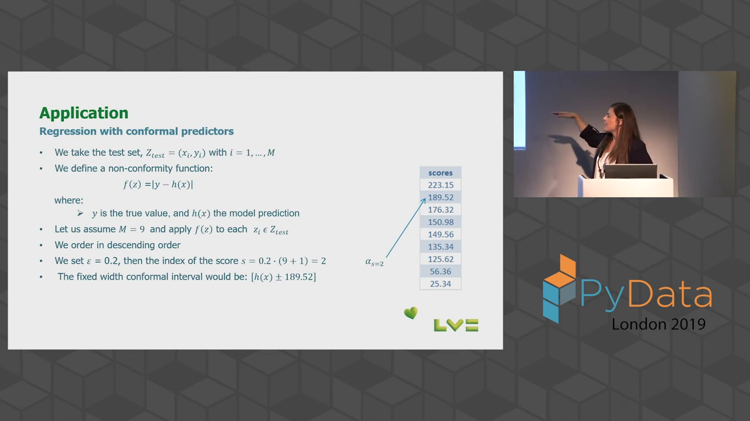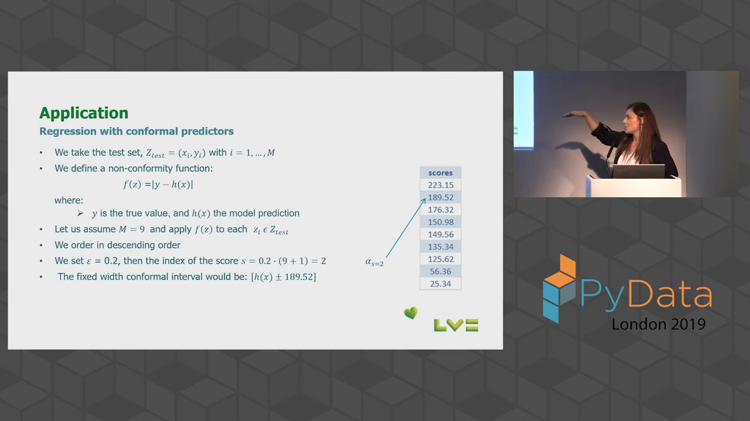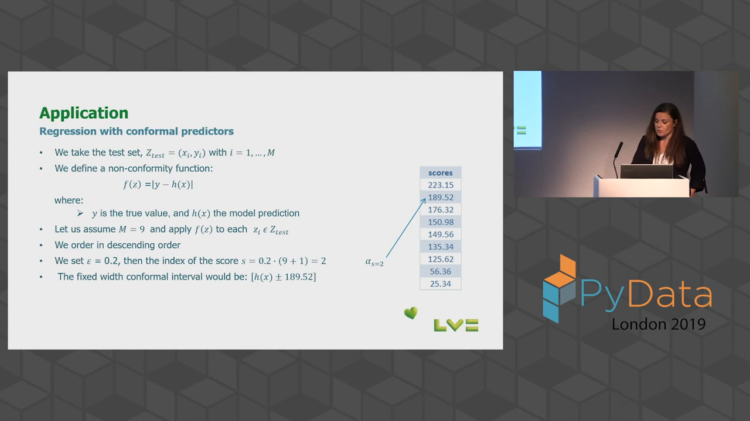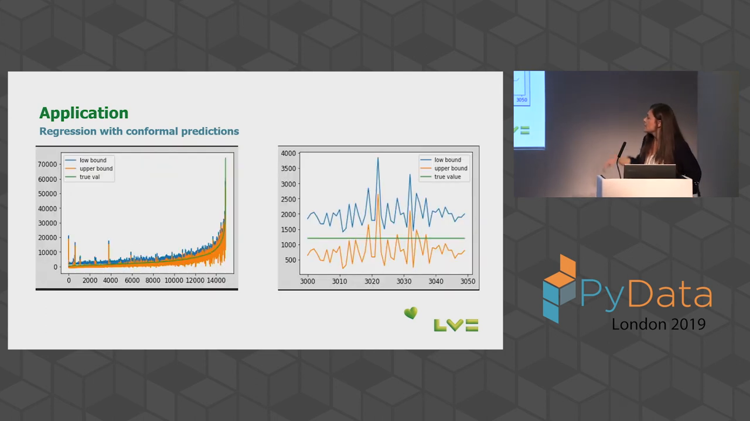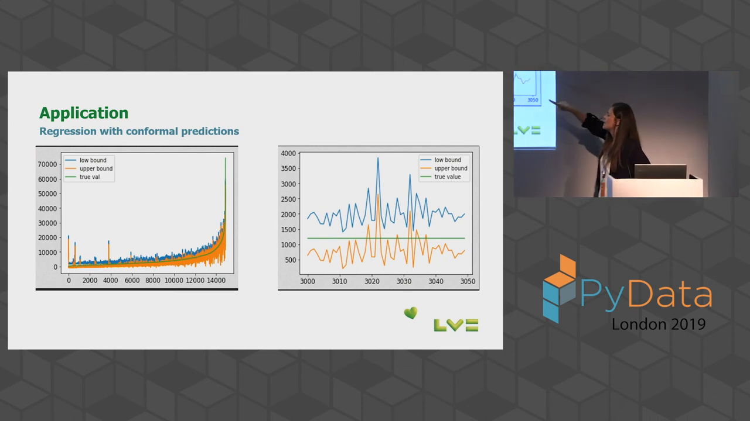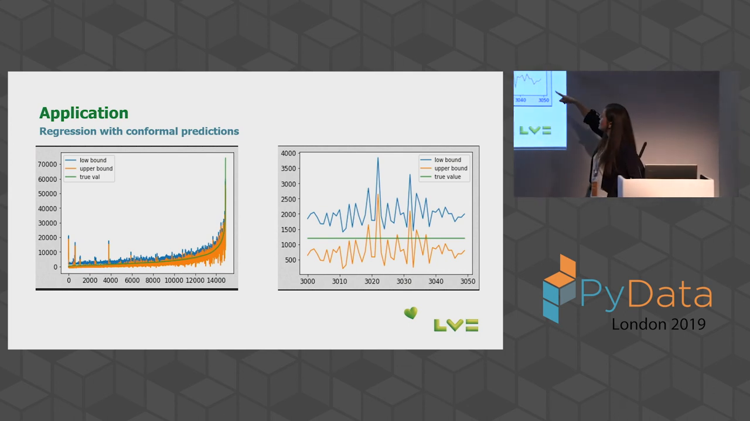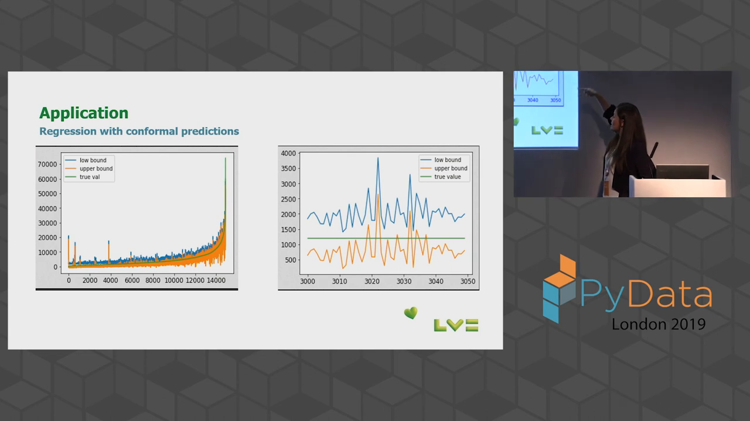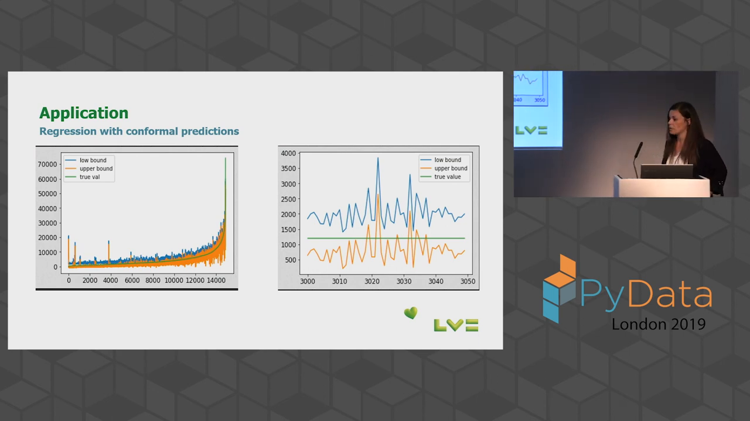So then you take this alpha, and the prediction of your model, plus this percentile that you set with the epsilon at the beginning, is going to be your conformal interval. You can see here that, don't look at the other one because it's super noisy, the dataset, and it's really difficult to see anything, but in this small one, you can see that the blue one is the true value, and you can see how this interval contains the true value basically 95% of the time, so the method is working quite okay.